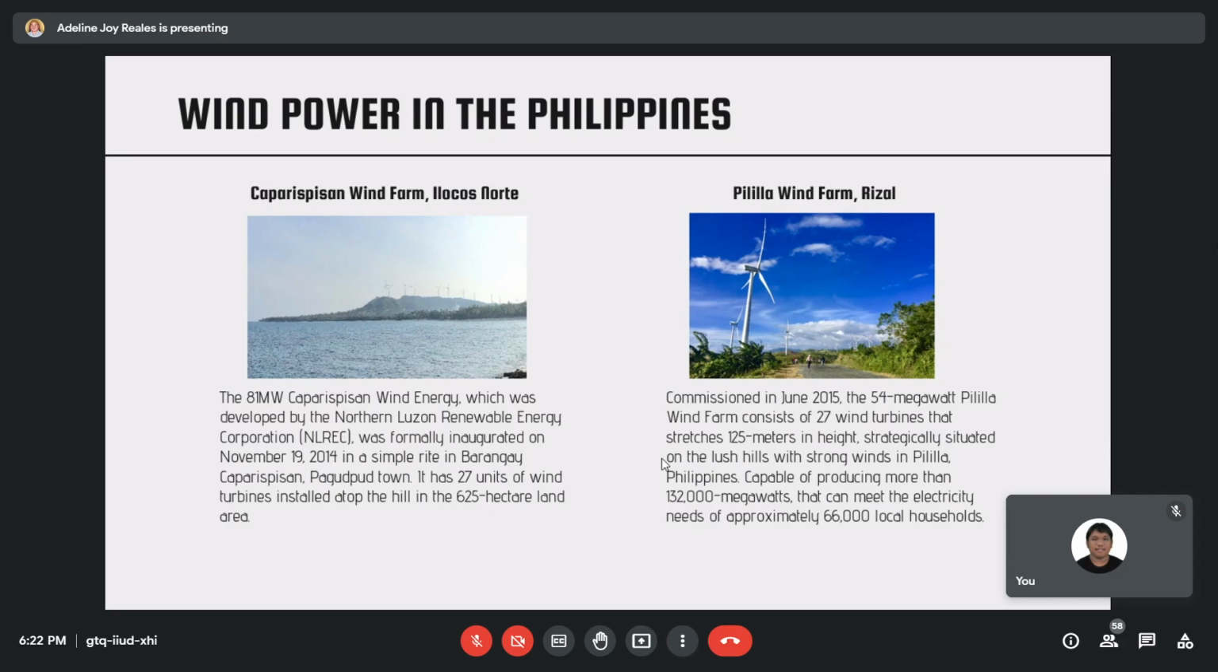Next is the Pililla Wind Farm in Rizal. It was commissioned in June 2015. The 54 megawatt Pililla Wind Farm consists of 27 wind turbines that stretch 125 meters in height, strategically situated on the lush hills with strong winds in Pililla, Philippines, capable of producing more than 132,000 megawatts that can meet the electricity needs of approximately 66,000 local households.